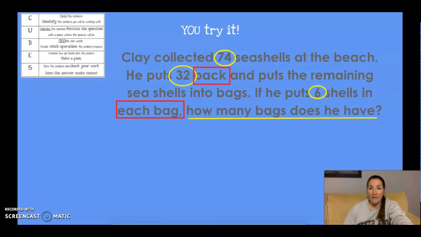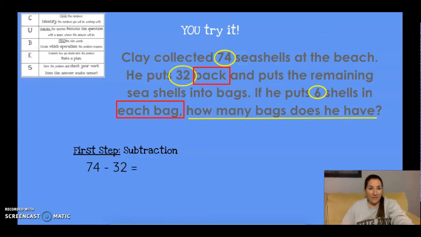I'm going to box the clue words. So in this case, he puts 32 back, meaning if he's putting them back, then I'm probably going to subtract. And then if he puts 6 shells in each bag, he's putting them in, he's dividing them out. So that's going to help us with that. So the first step then, I'm going to subtract, like I said, as we evaluate and make a plan.